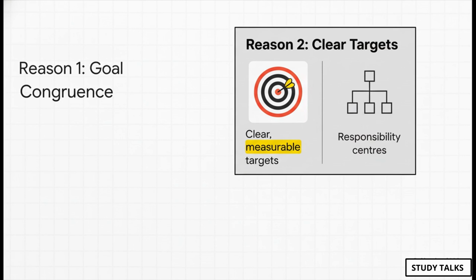Reason number two, it gives everyone clear targets to aim for. You can't just tell a department manager, hey, do a good job this month. What does that even mean? But with standard costing, you can say, the standard for one unit is X. Your job is to hit that target. See? It's a clear, measurable goal that people can actually work towards.